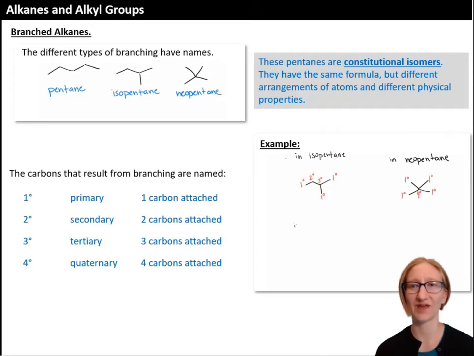And then remember, with alcohols, we saw that we could classify them as primary, secondary, or tertiary as well. And that naming comes from the alcohol carbon, or the carbon that's directly bound to the oxygen. If that carbon has 2 carbons attached, then we have a secondary alcohol.